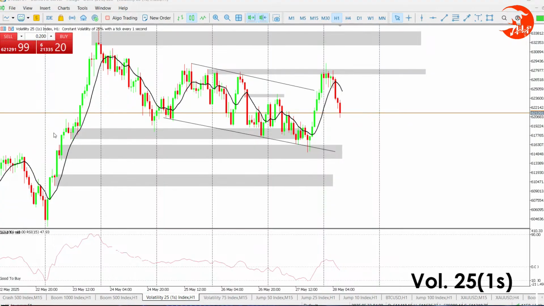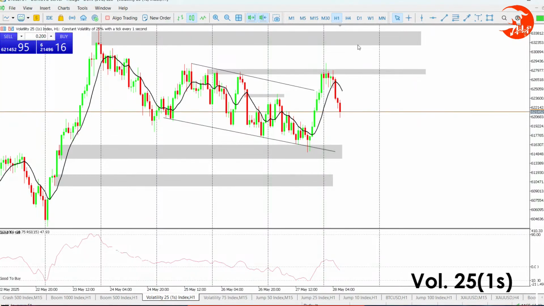So Vol 25 (1s), what happened? This level was not respected, so we can take it out. It was respected here but is no longer needed. Now this one was respected, and that's where price went back into buys from. We missed that entry. I didn't come back to V25 because I was not focusing on it yesterday, so that's why I failed to make an entry.